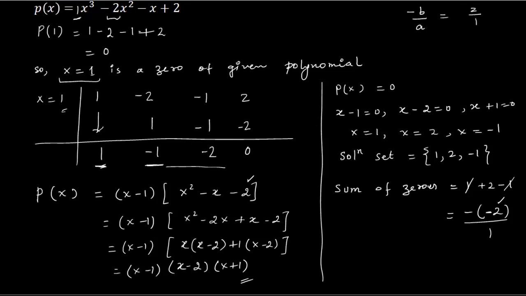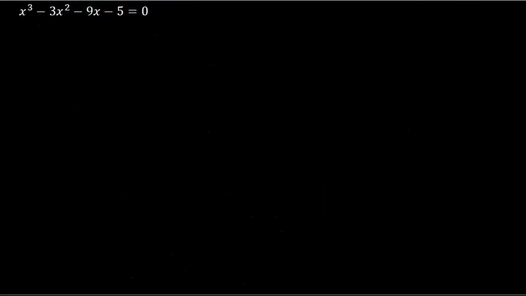Let us see one more example. Here the polynomial is simply x cube minus 3x square minus 9x minus 5 equals 0. We want to factorize this. And we can see if we put x equals 1, or if we add all the coefficients of this polynomial, then the sum does not add up to 0.